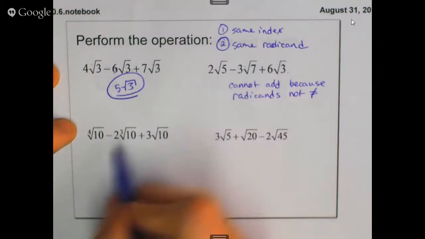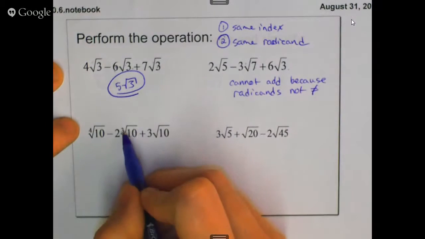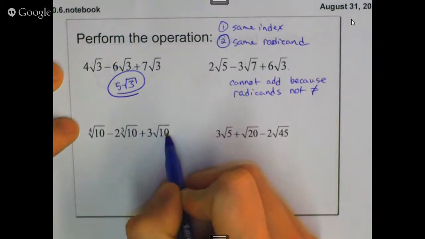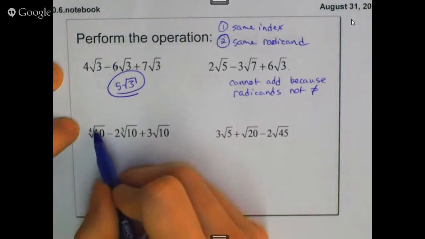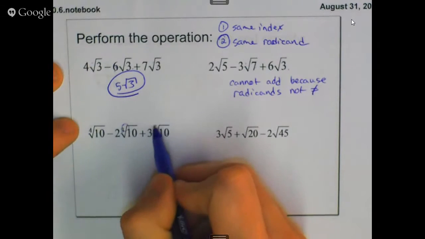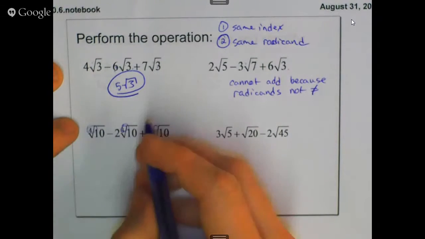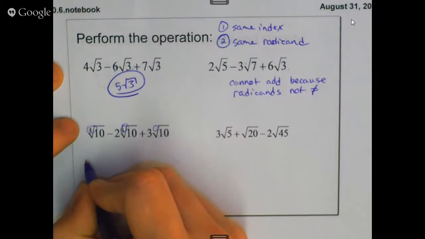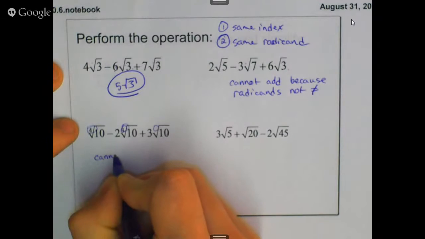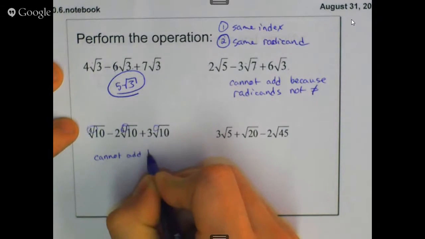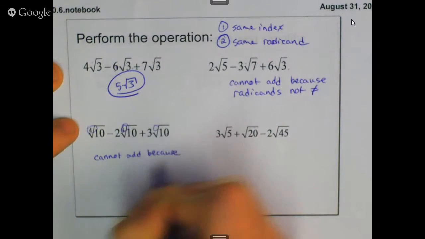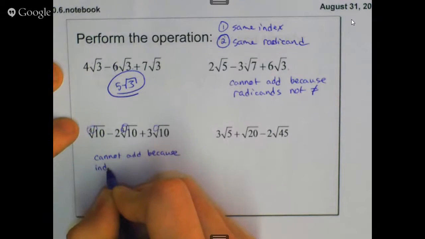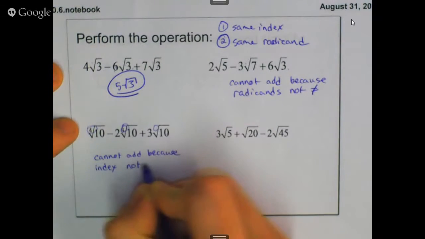Okay. Here, I've got the 4th root of 10, 3rd root of 10, square root of 10. My radicands are the same, but my index numbers are not the same. So those are totally different answers there. So in this case, we'll say cannot add because index not equal.